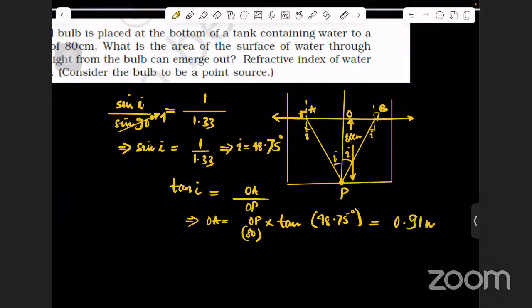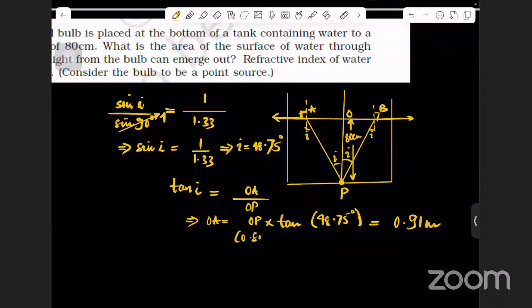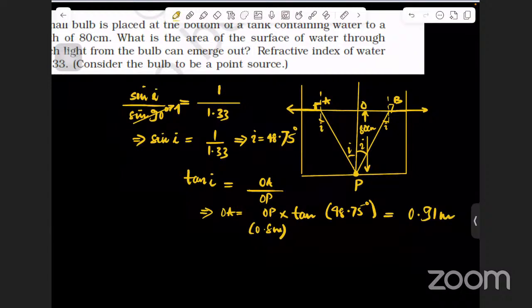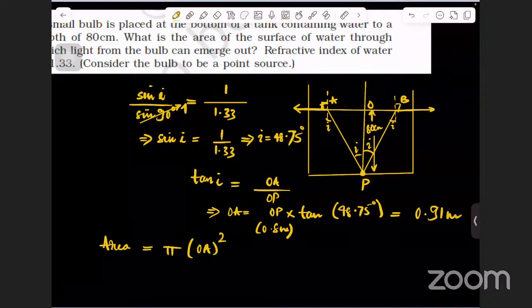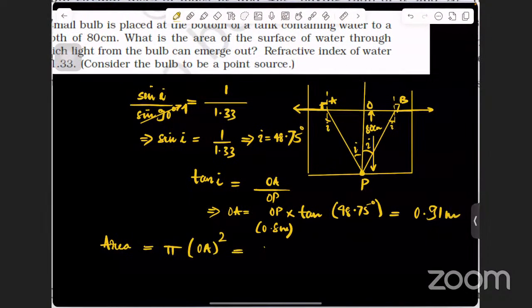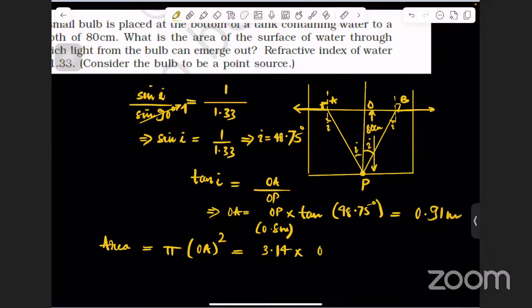All right, meters. This is 80 centimeters, which is 0.8 meters, right? So 0.91 meters. So now we find the area. Area is pi into r square. What is r? That is OA square, right? So which is equals to 3.14 into 0.91 square, which is 2.61 meters square. So this is the answer.